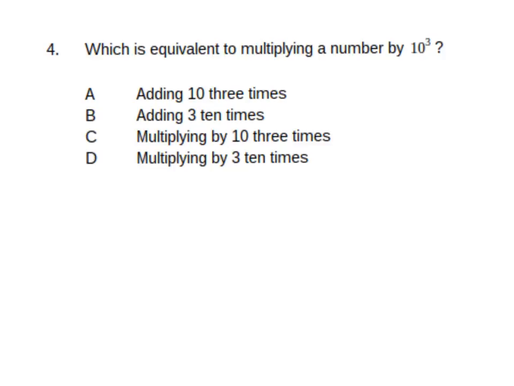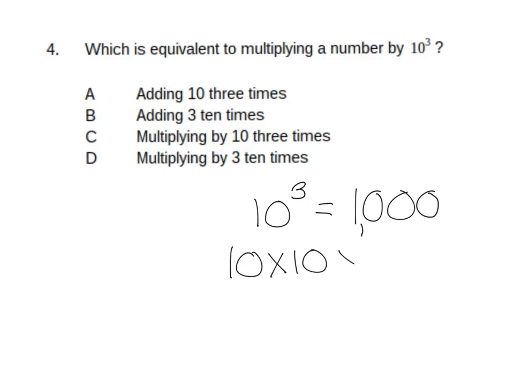Which is equivalent to multiplying a number by 10 to the third? Well, I know that 10 to the third looks like this. So 10 to the third is equal to 1,000. Okay, and I know that 10 to the third is 10 times 10 times 10, which is 1,000, because the 3 tells us how many times we see 10. We see 10 3 times, so 10 times 10 times 10.